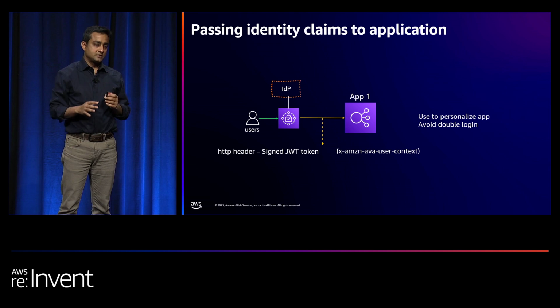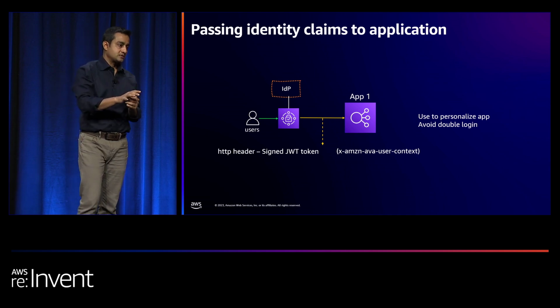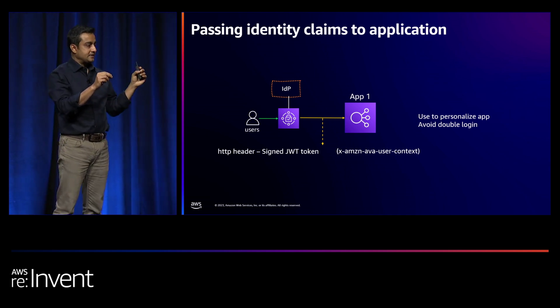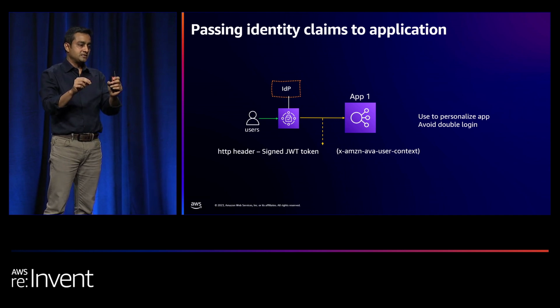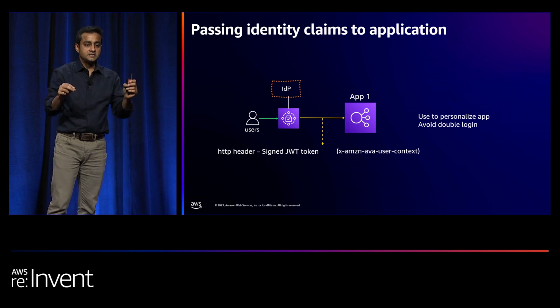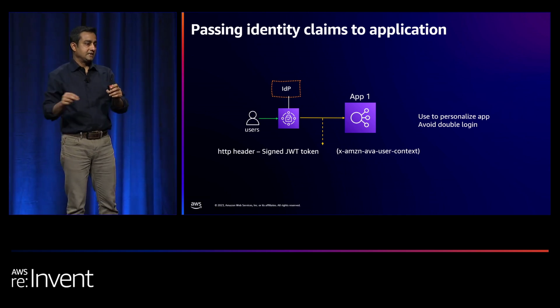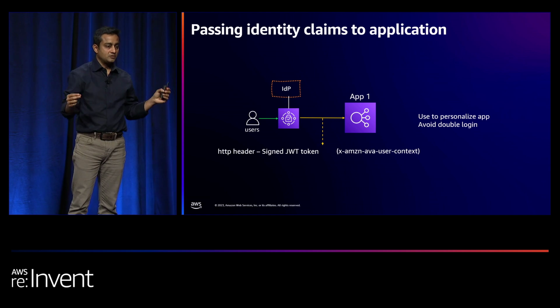There's a second use case: it can be used as a security context, because this HTTP header is signed by AVA. If your application doesn't receive this signed header, it means they received the HTTP request from somewhere else, and then they can drop the HTTP request because it is not vetted by AVA, right?